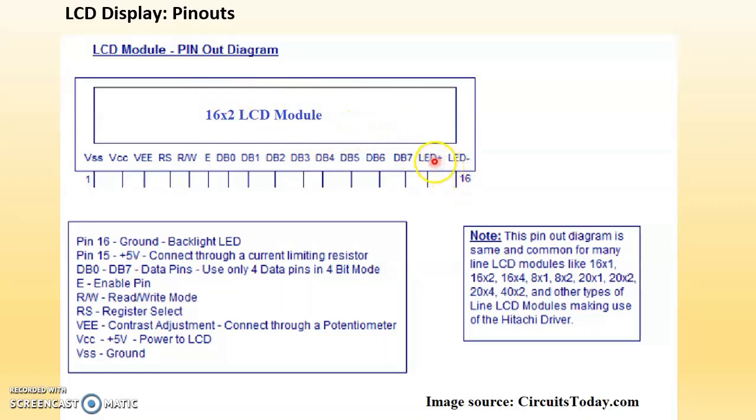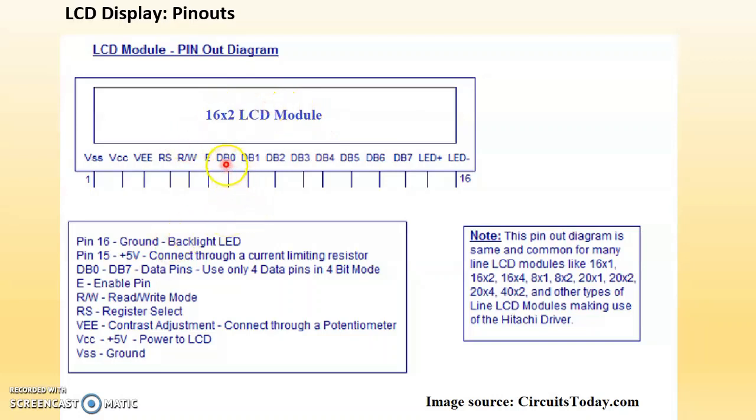So for that there is LED plus and LED minus. Sometimes you may see them labeled as anode and cathode. Pin number 16 we have to connect to ground, and this LED pin we have to connect to plus 5 volt with the help of a current limiting resistor. You can also use a potentiometer here to control the brightness of this backlight.